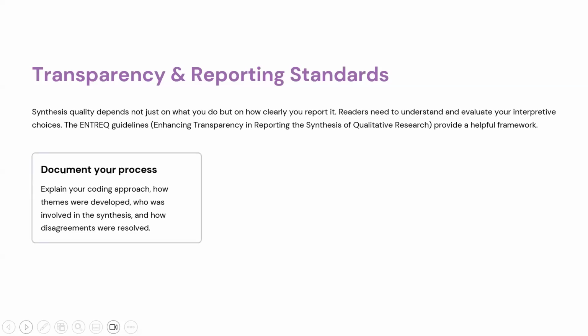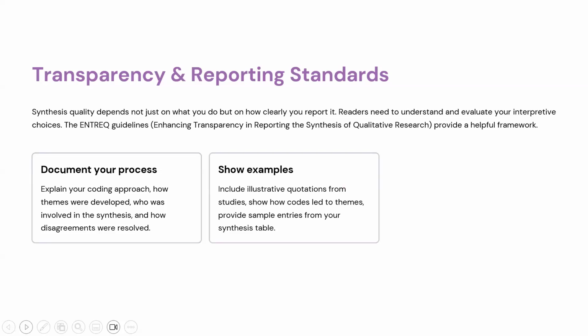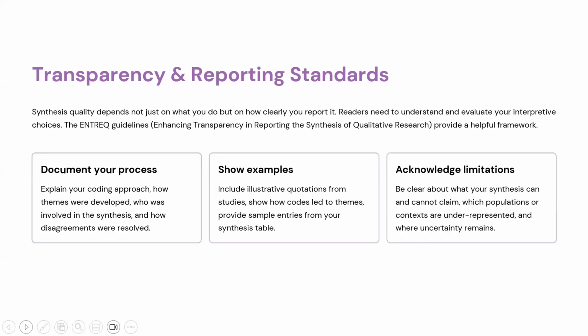So this involves documenting your process: explain your coding approach, how themes were developed, who was involved in the synthesis, and how disagreements were resolved. Show examples, including illustrative quotations from studies, show, for example, how codes lead to themes, and provide sample entries from your synthesis table. And finally, acknowledge limitations, being clear about what your synthesis can and cannot claim, which populations or contexts are underrepresented, and where uncertainty remains, despite all the data or lack of data that you may have.